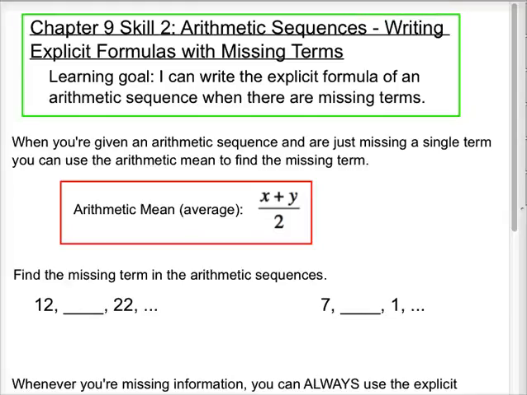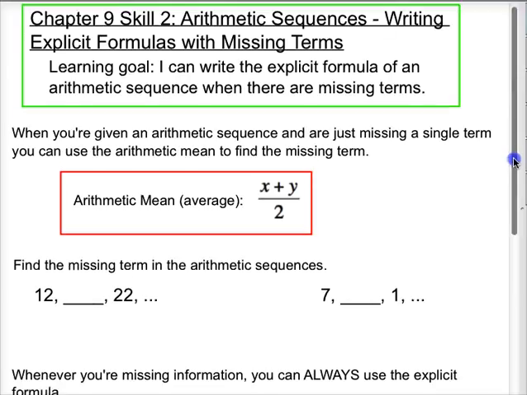So we're continuing to talk about arithmetic sequences today and writing them. However, today we're going to talk about writing the explicit formula when you're missing terms. The first way that we're going to do is the very simple case: what if you're just missing one term and you want to know that missing term? What you can actually do is take the average of the numbers around it.